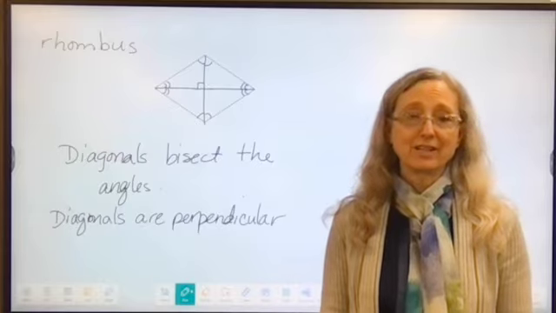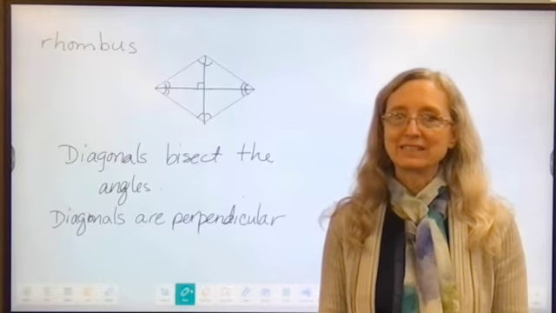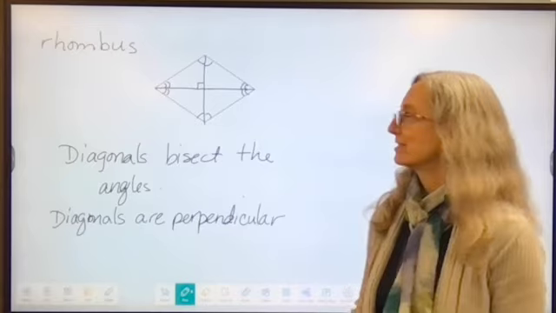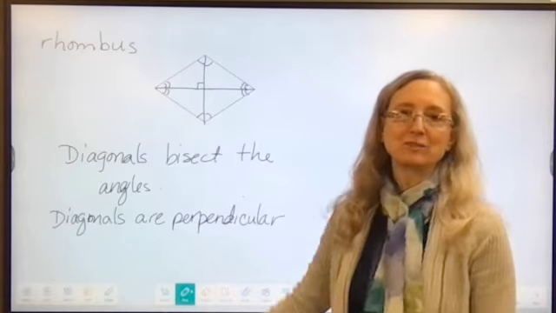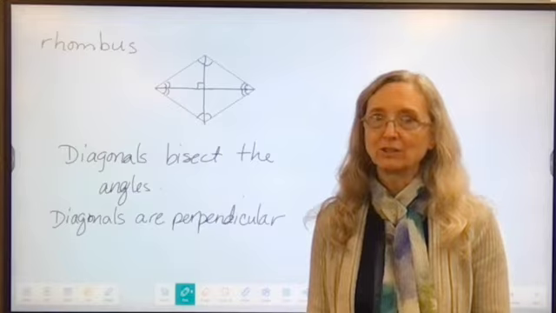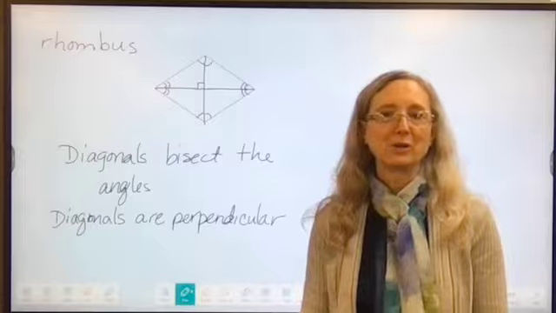Another characteristic of a rhombus and of its diagonals is that they are perpendicular, always. So not only do the diagonals bisect the angles, but they are also perpendicular to each other. They will form right angles.